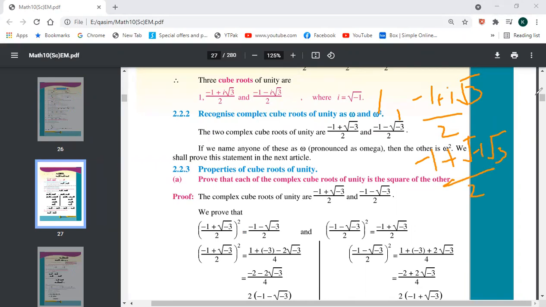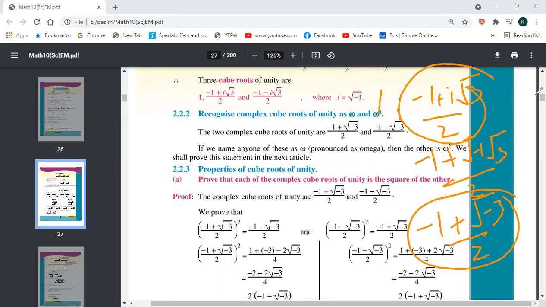So these two will multiply. So this must be minus 1 plus root of minus 3 upon 2. So this iota value equals this value, and the last one is also the same. So these are basically 1, then minus 1 plus root minus 3 upon 2, and minus 1 minus root minus 3 upon 2. These are the three values.